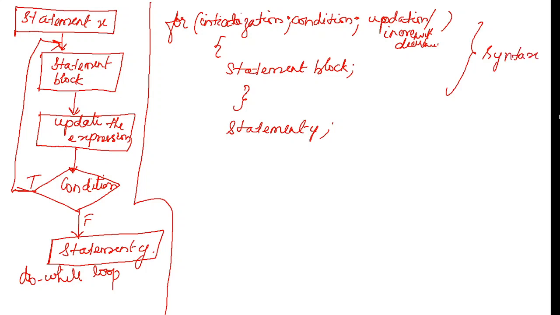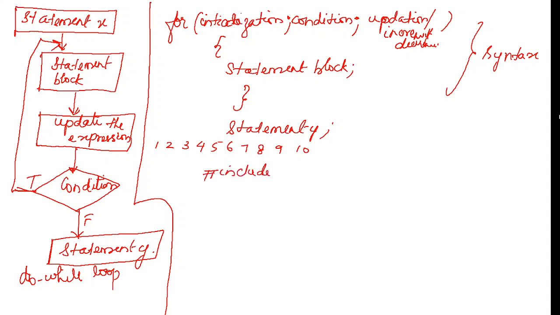Now let me write the same program using the for loop. So what is your program? To print the first 10 numbers, right? 1, 2, 3, 4, 5, 6, 7, 8, 9, 10. So how can you write it using the for loop?